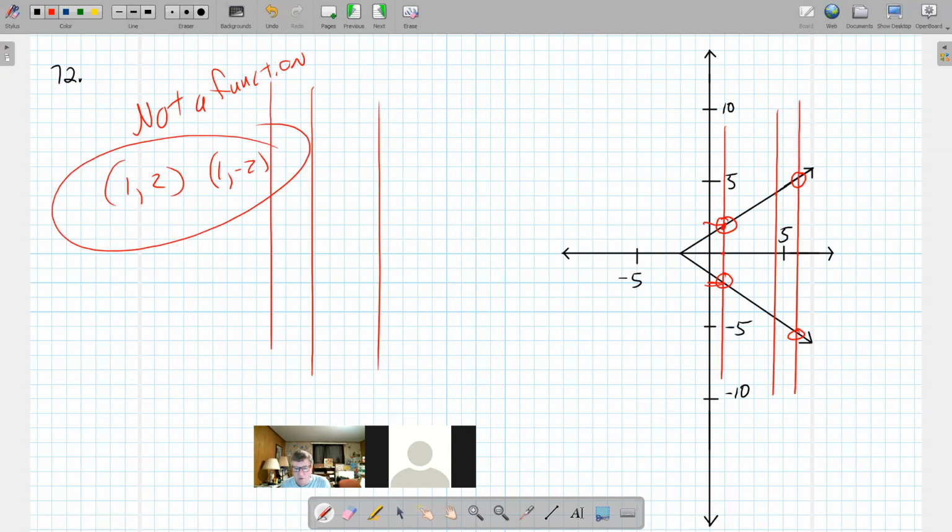So we're using the vertical line test. If anywhere on the graph we can draw a vertical line and that line passes through more than one point on the graph, that represents an x value having more than one y value, therefore not a function. Okay, and there are lots of different answers you could give for the two ordered pairs. I just chose two that were easy to identify.